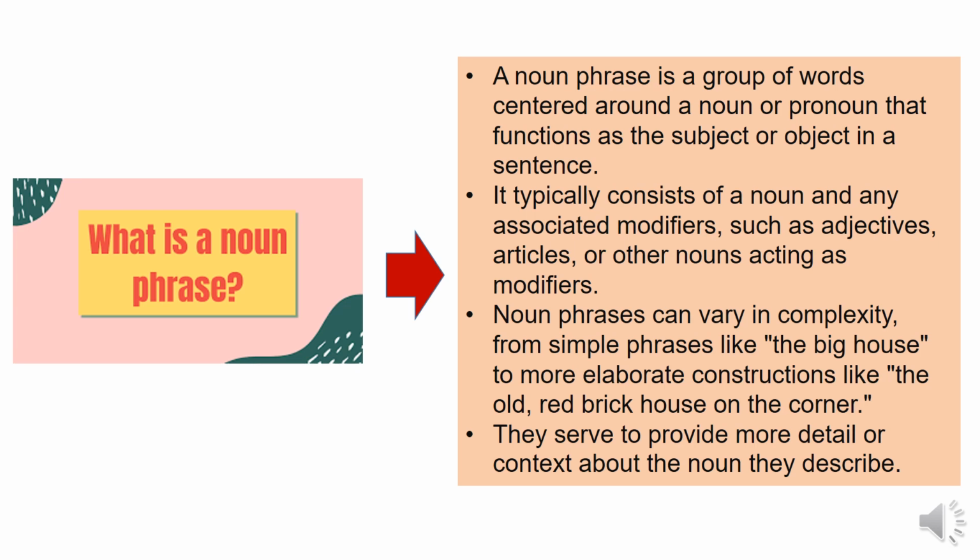So in a noun phrase there is a noun, and you also have modifiers. Modifiers are words that explain nouns. They can be adjectives, articles, and other nouns. A noun phrase can vary in complexity from simple phrases like the big house to more elaborate constructions like the old red brick house on the corner. So a noun phrase can be short and it can be long. They serve to provide more details or context about the noun they describe.